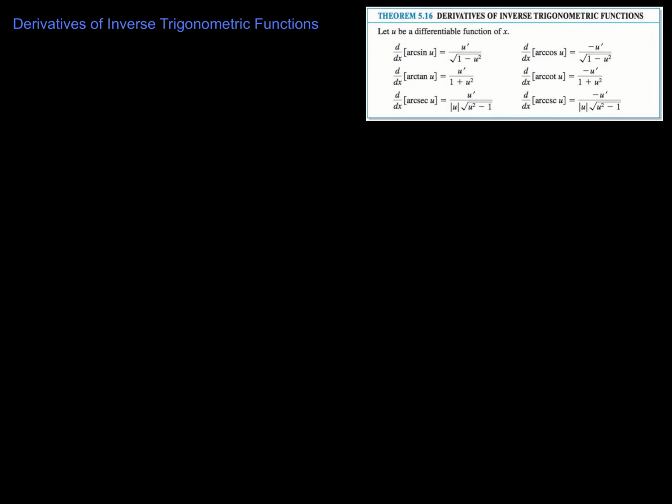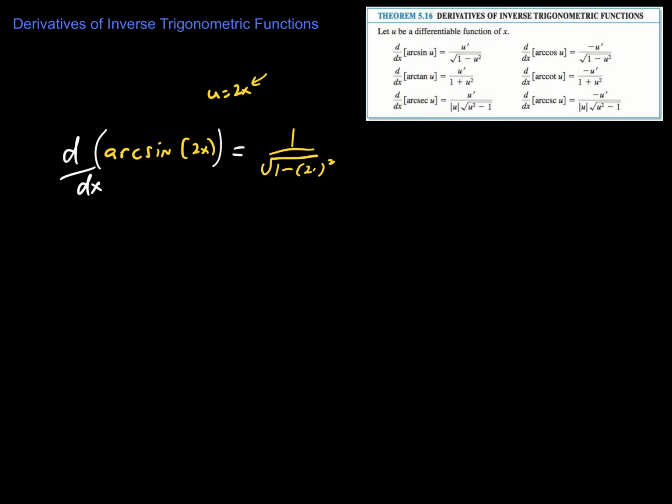Now for a few examples. What if we start off with arcsine of 2x? So u is our 2x. If it helps you, maybe identify it. Now you are going to take the derivative of the arcsine of 2x with respect to x. So that gives us 1 over the square root of 1 minus our u squared. Remember what we said u was. U is 2x. And then you multiply it by the derivative of u. Well, u prime would be 2, so you multiply it by 2.